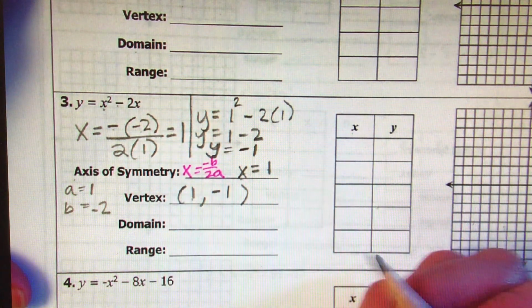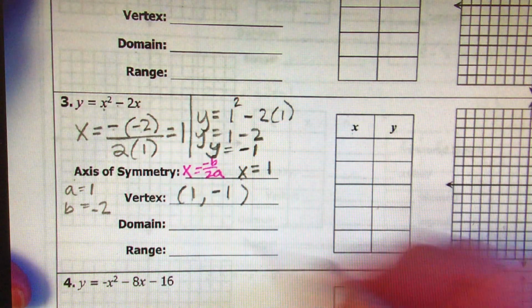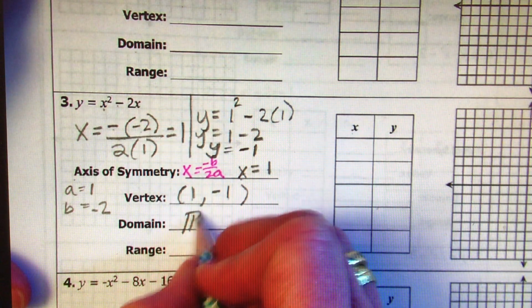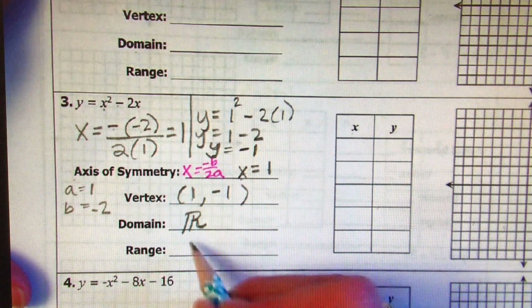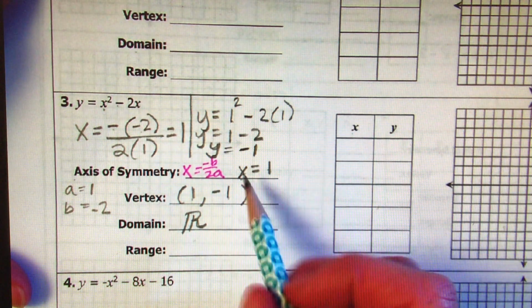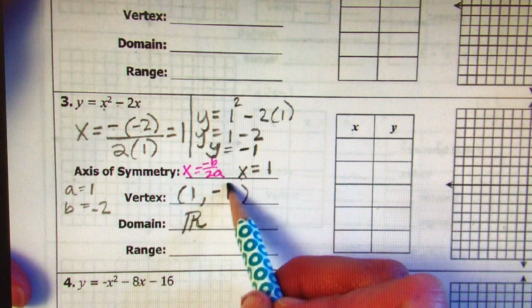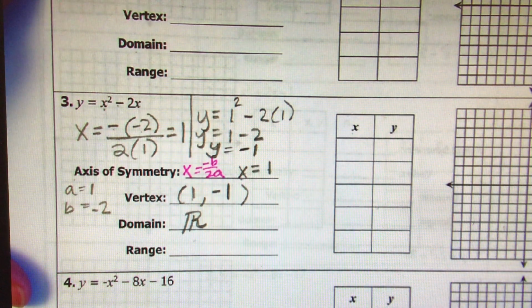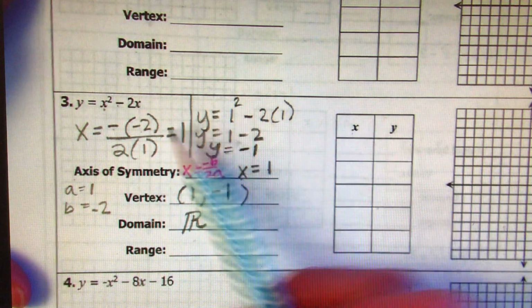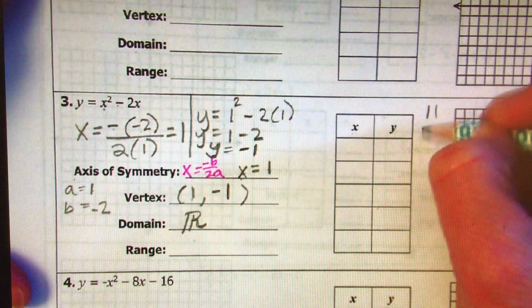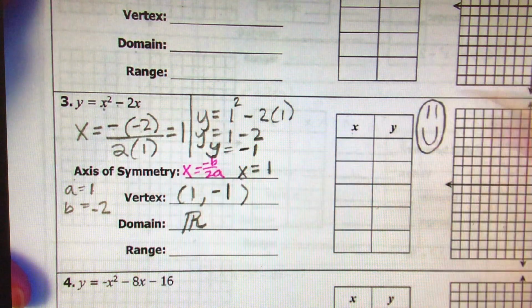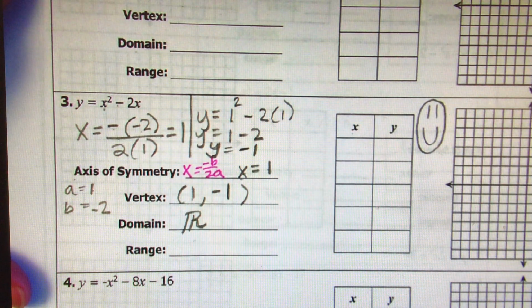is at 1, -1. My domain, you can keep writing this forever until the cows come home, is all real numbers. The range, we won't get there yet, but hopefully maybe you're making a connection to this y value right here. Anyway, if I go back here, A is positive. So I'm going to be happy about that, right? Sweet.